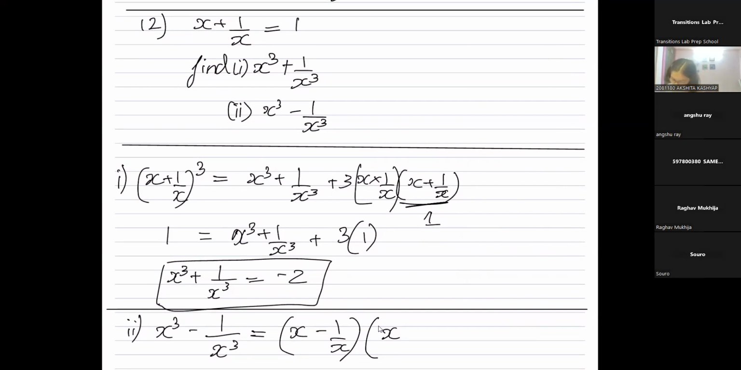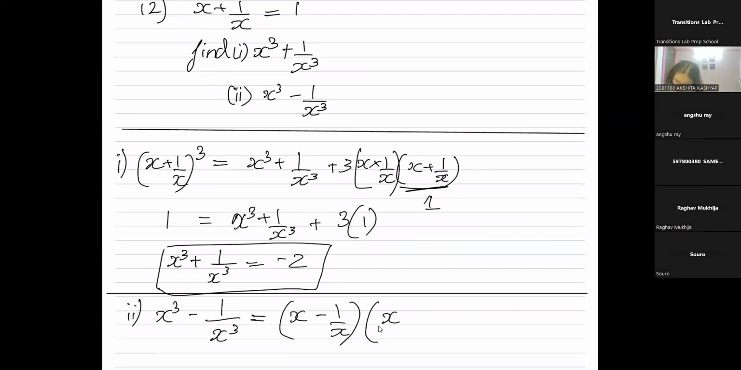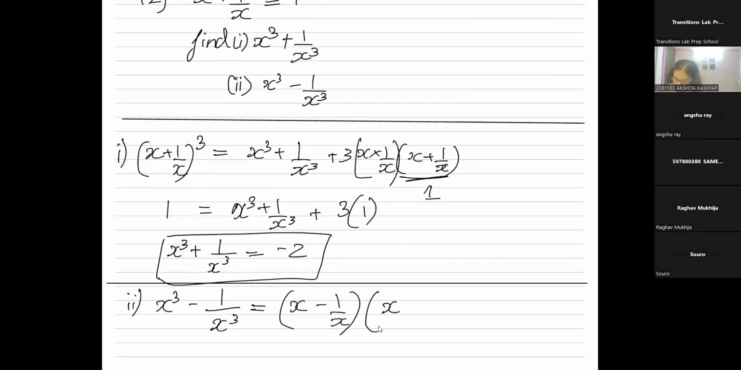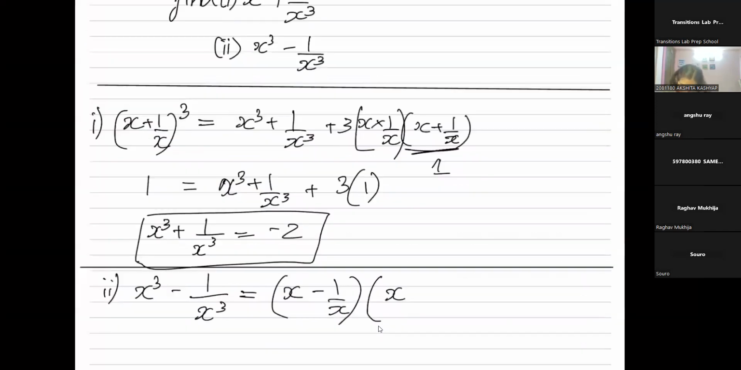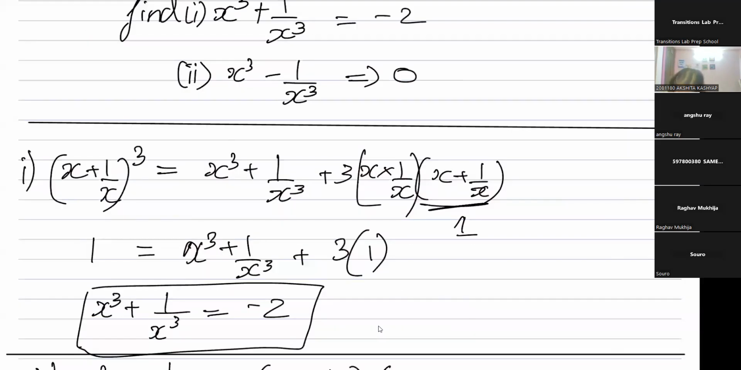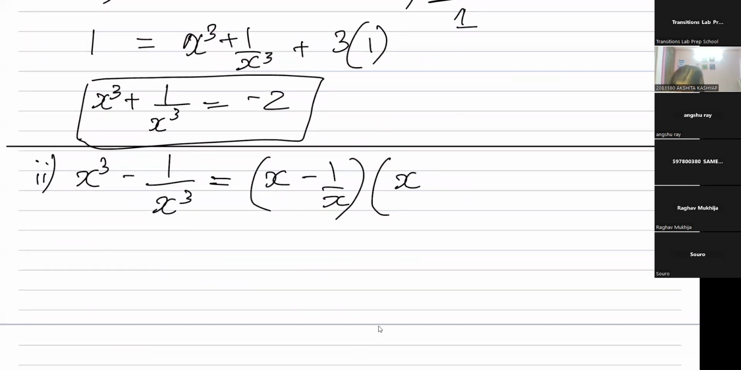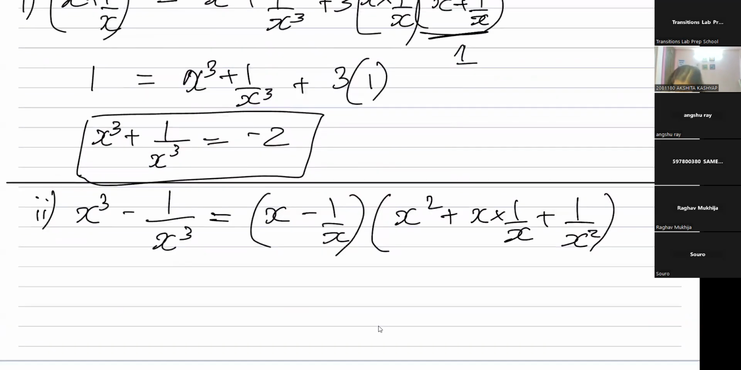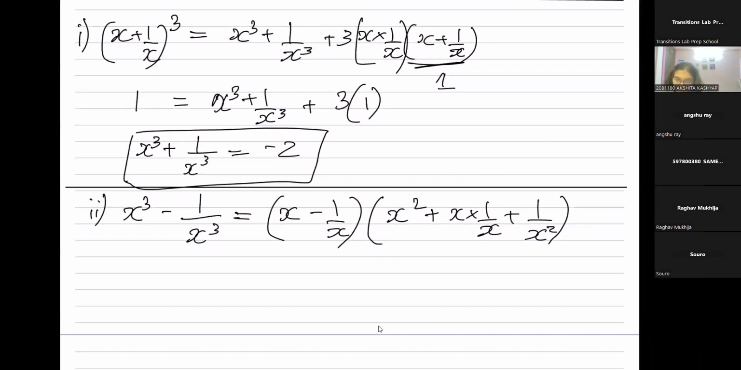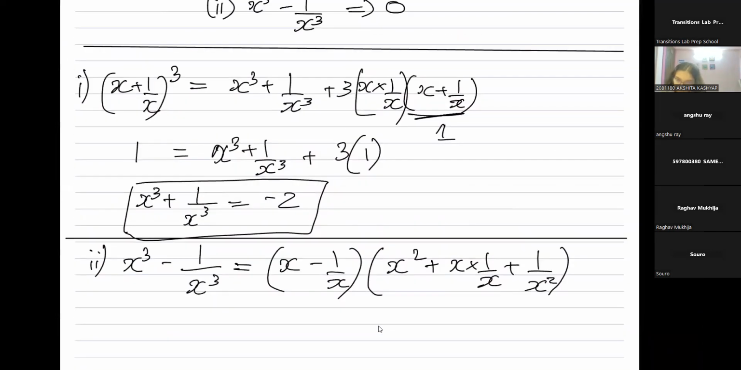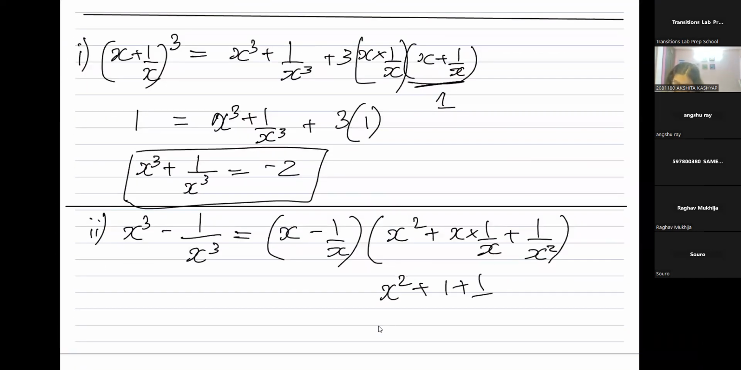Sir, now is my answer correct? Yeah, the answer for the second part is 0. This will come to 0. This is minus 2. How would I come to 0? I'll factorize this. I'll get x square plus x times 1 upon x plus 1 upon x square. Okay. Now I already know how to get x square plus 1 upon x square from this. Right. This will be x square plus 1 plus 1 upon x square.